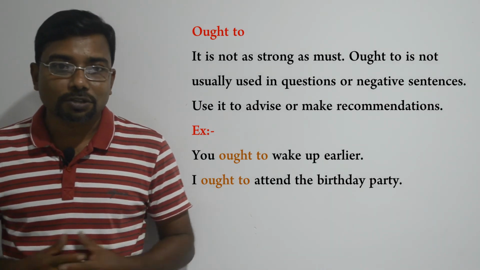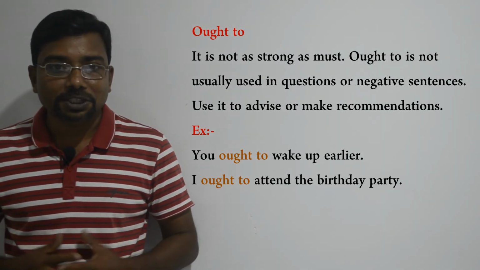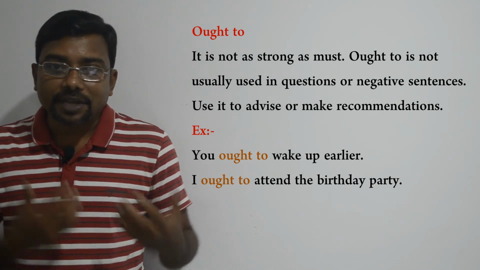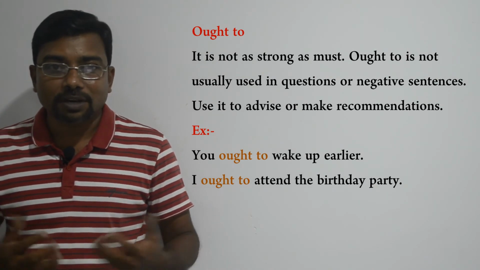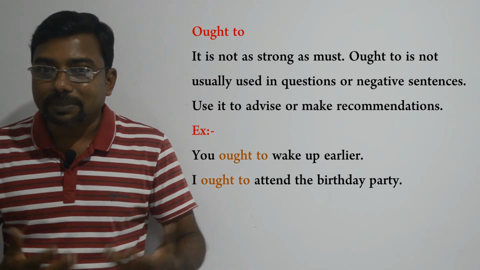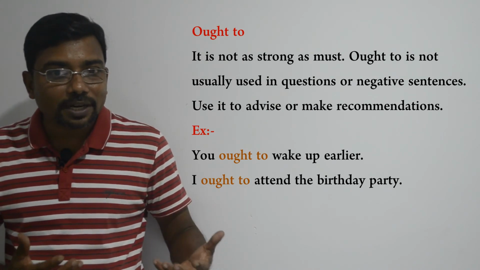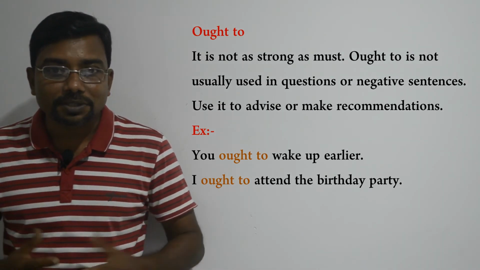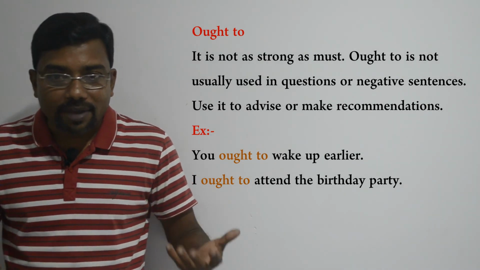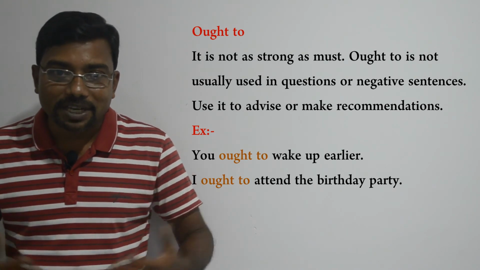Okay, let's go through some examples to identify how to use the phrase ought to. Look at these examples. You ought to wake up earlier. I ought to attend the birthday party. Look at the first example. You ought to wake up earlier. It means you need to wake up earlier. It's like an advice, but not stronger than have to or supposed to, because there is a choice. The decision is up to you. If you can wake up, that would be better. There is no obligation.